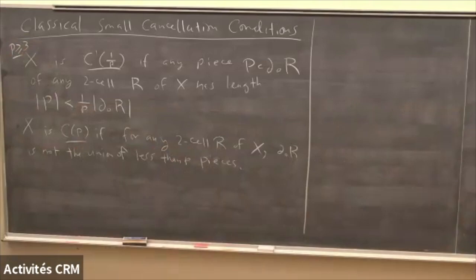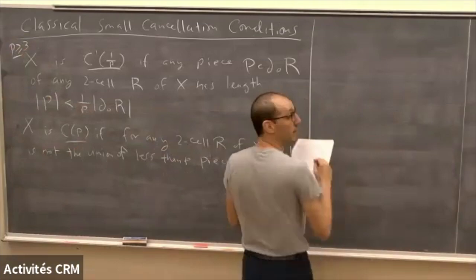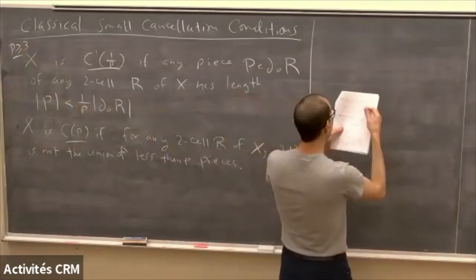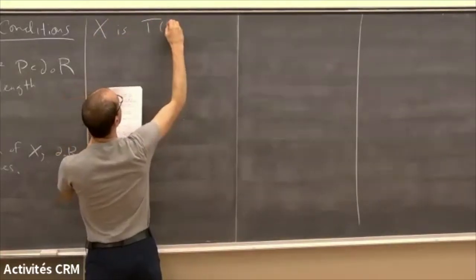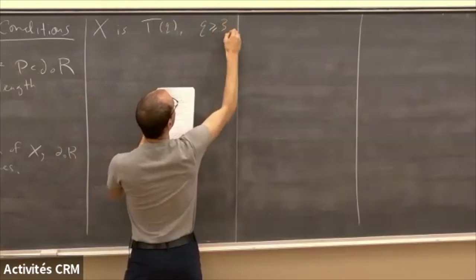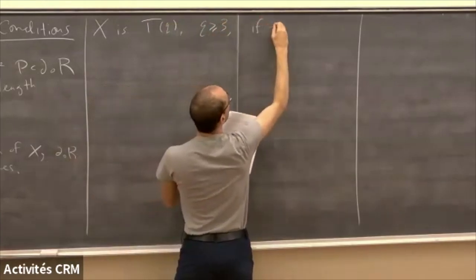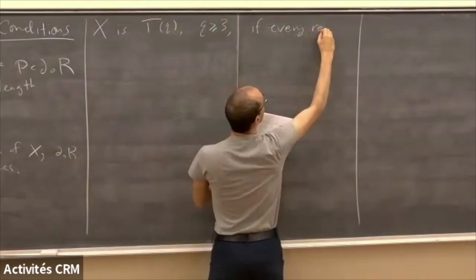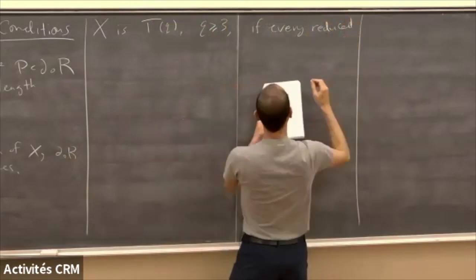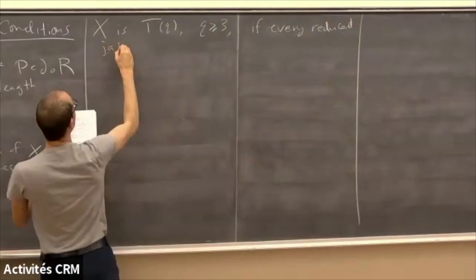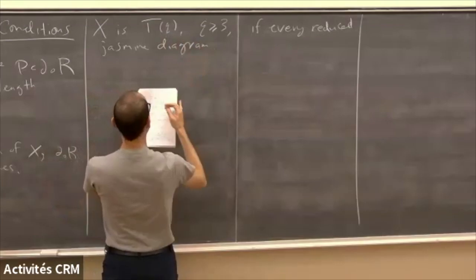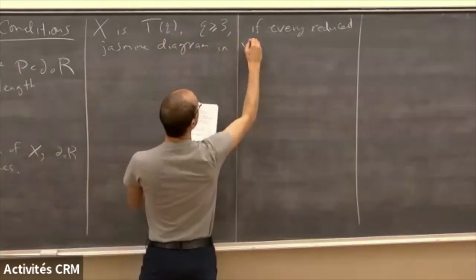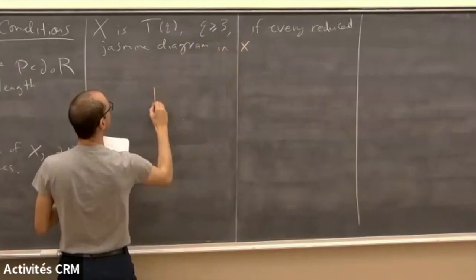Now we're going to talk about flowers a bit. We're going to say that X is TQ, Q at least 3, if every reduced Jasmine diagram, which I'll define in just a moment, in X. So here's a Jasmine diagram.